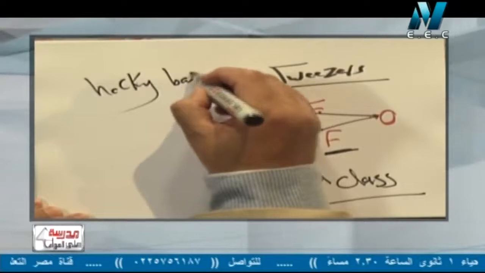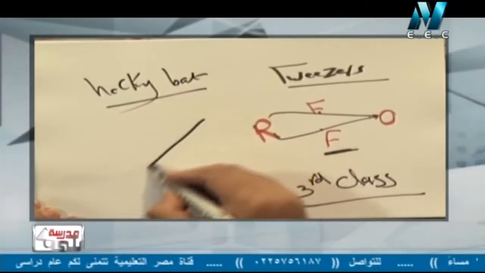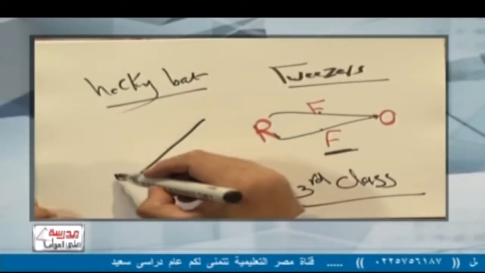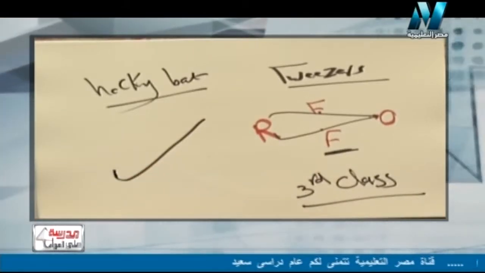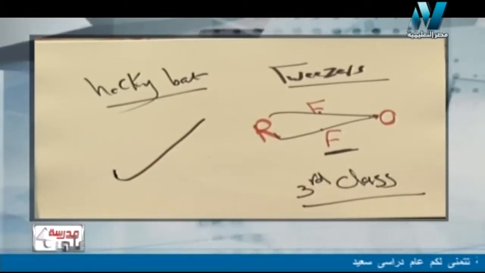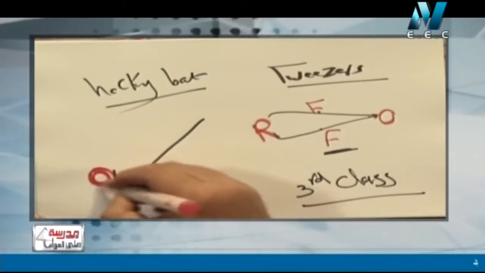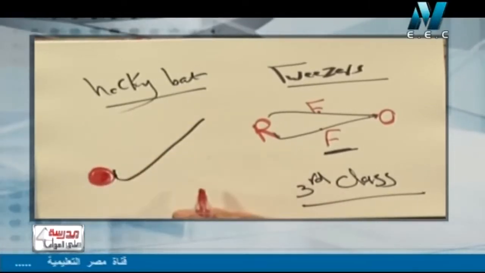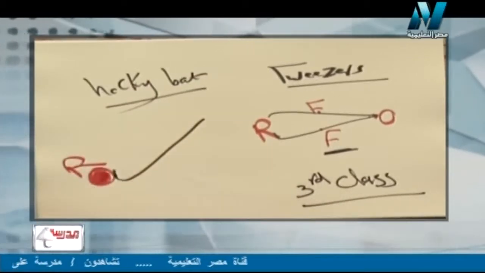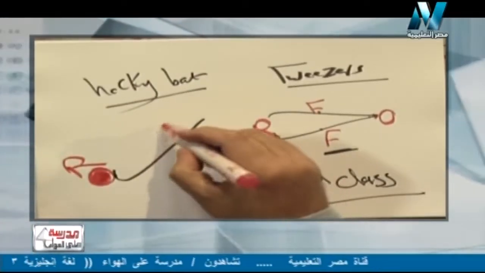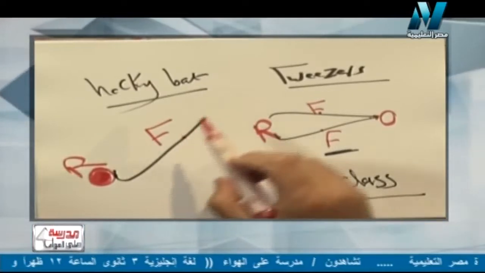O fulcrum. Another example of the third class lever is the hockey pad. Hockey pad is a very common example of third class lever. Let's draw the hockey pad. It's like that. It's almost like a crowbar, but it's a little smaller. Here is the ball that I want to move. The ball is the resistance. Here is the effort force. I can catch the hockey pad from this point, not from the end point.